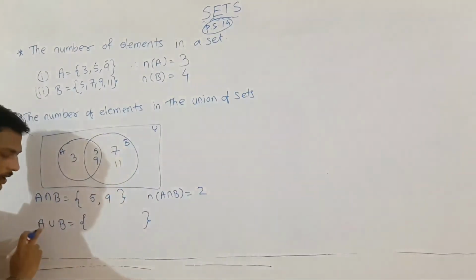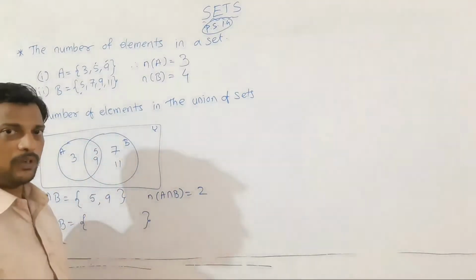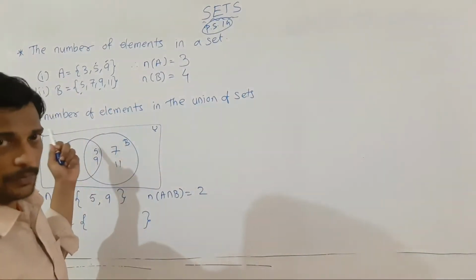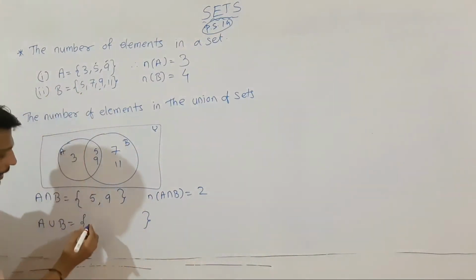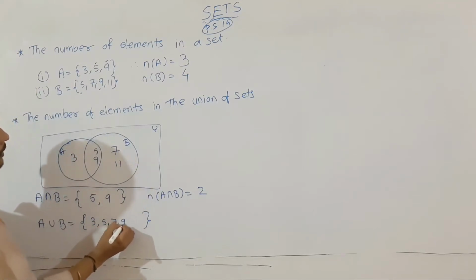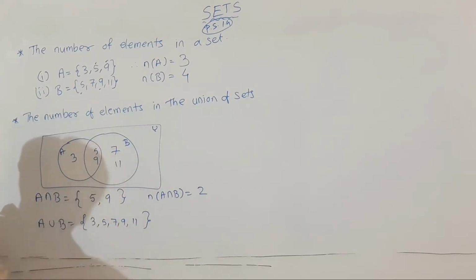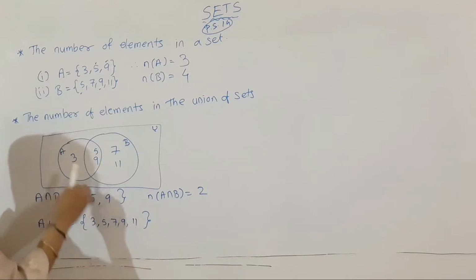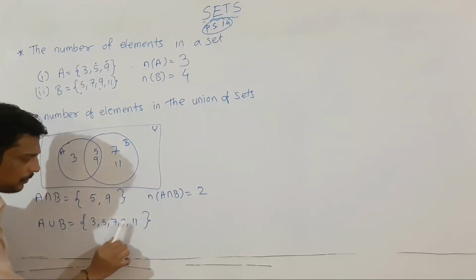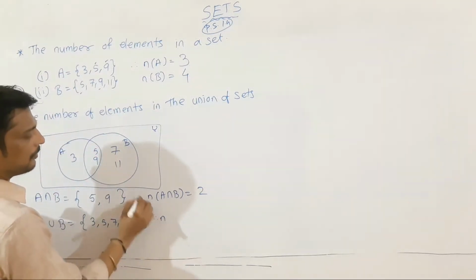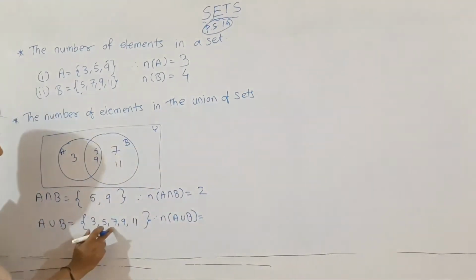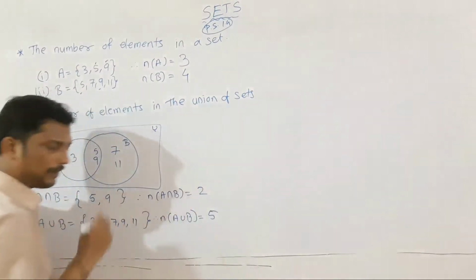Similarly, what will be A union B? Now A union B is a set which will have all the elements present in A as well as B without repetition. So I am going to write it as 3, 5, 7, 9, 11. Fine. So how many elements are there? 1, 2, 3, 4, 5. So n(A union B) is equal to 5. I got 5.